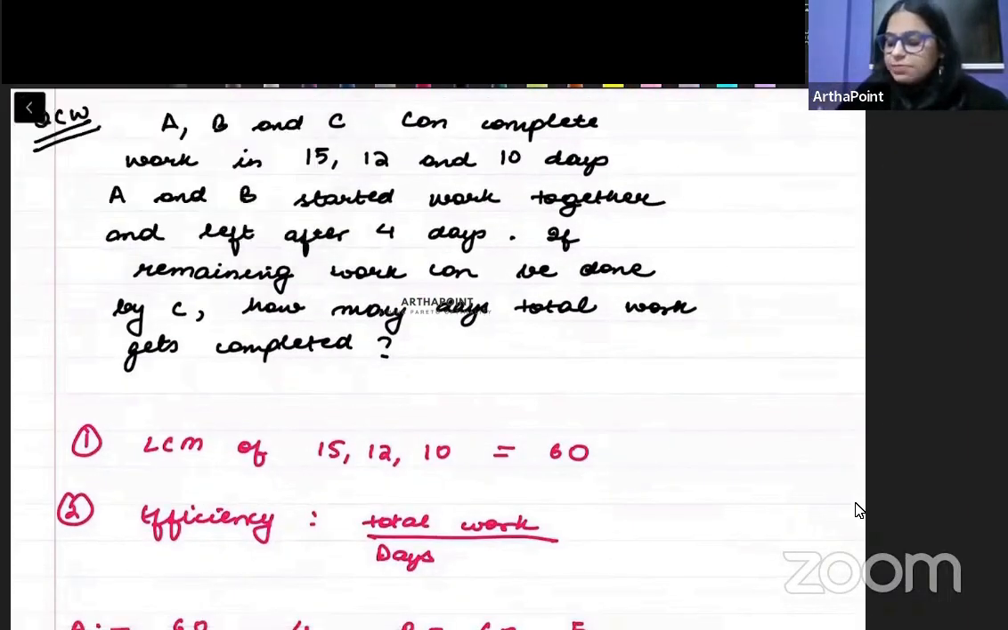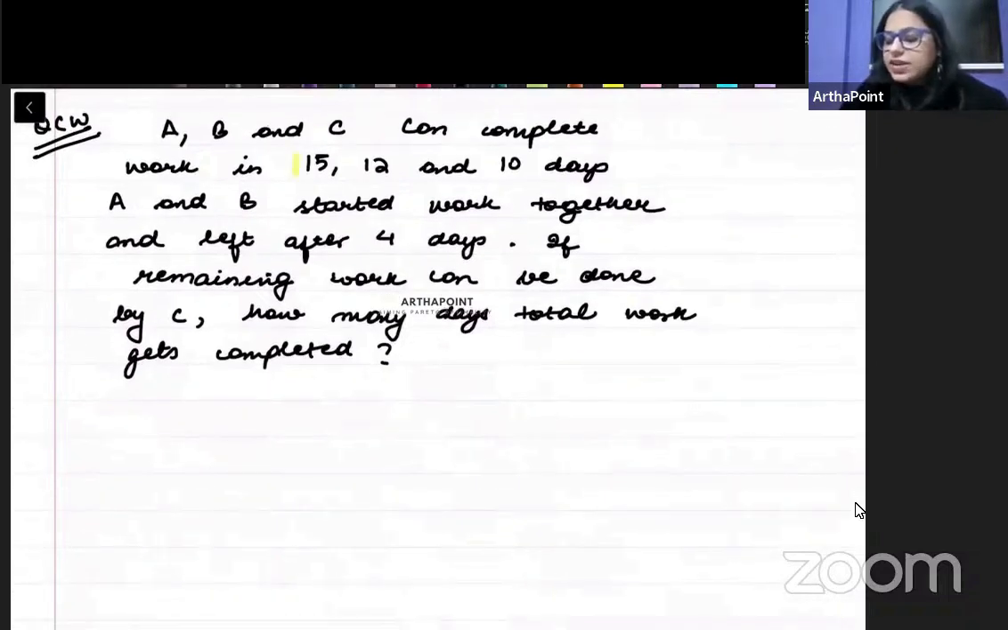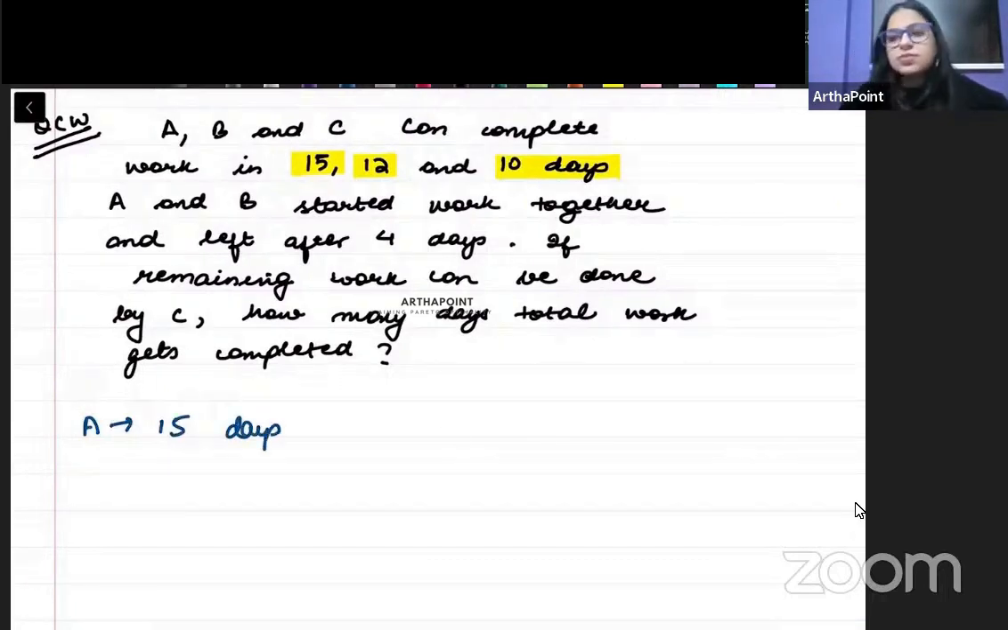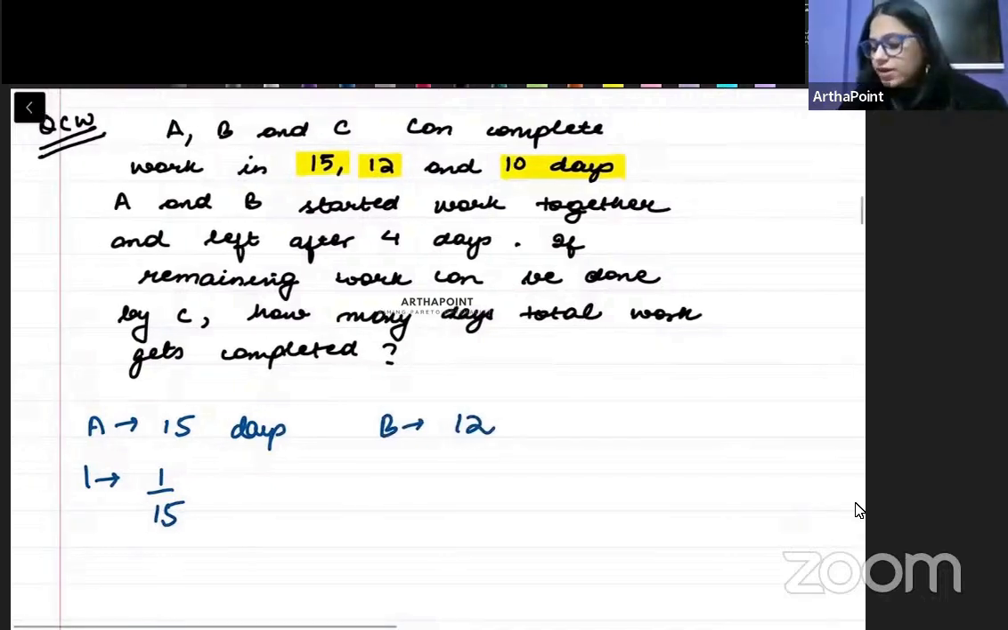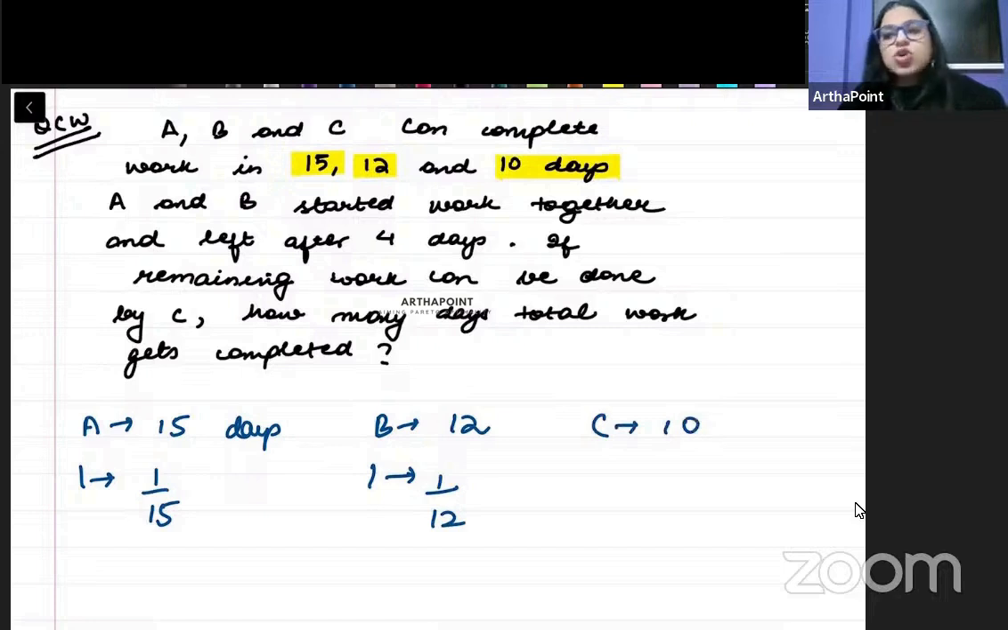So this says A, B, and C. Read the question carefully. A, B, and C complete work in 15, 12, and 10 days respectively. So A is taking 15 days to complete the task. How much can he do in one day? 1/15. B is taking 12 days to complete the task. How much work can he do in one day? 1/12. C is taking 10 days to complete the task. How much work can he do in one day?